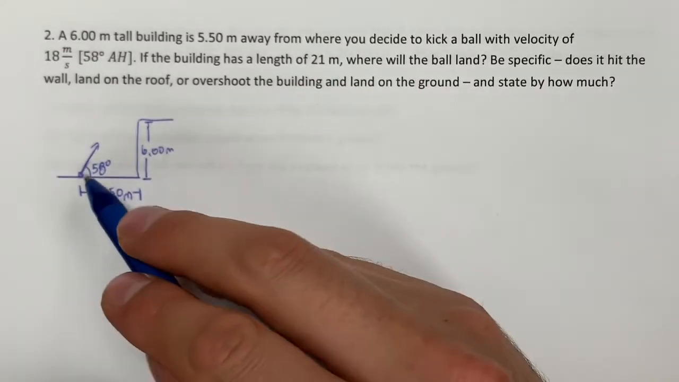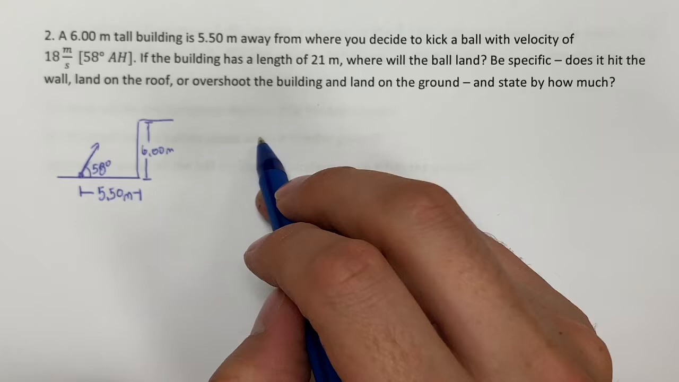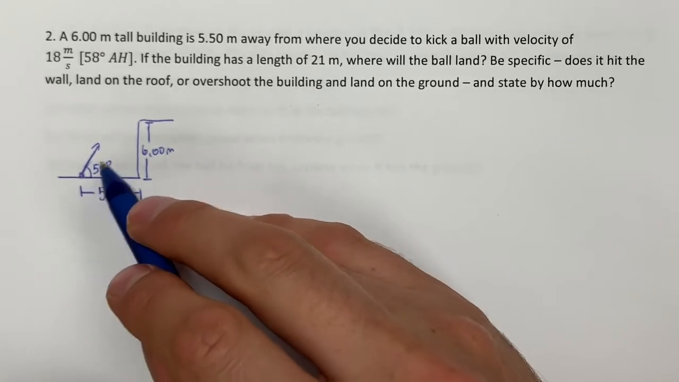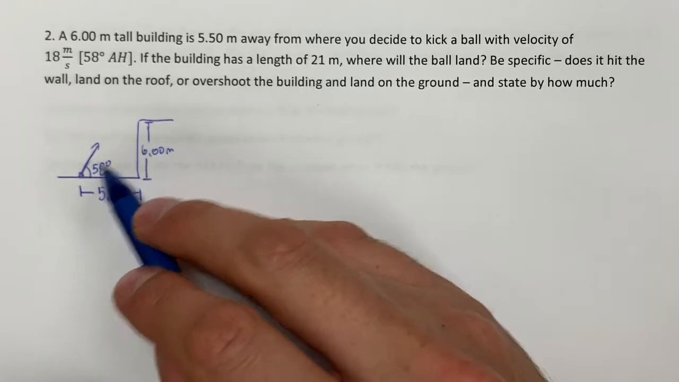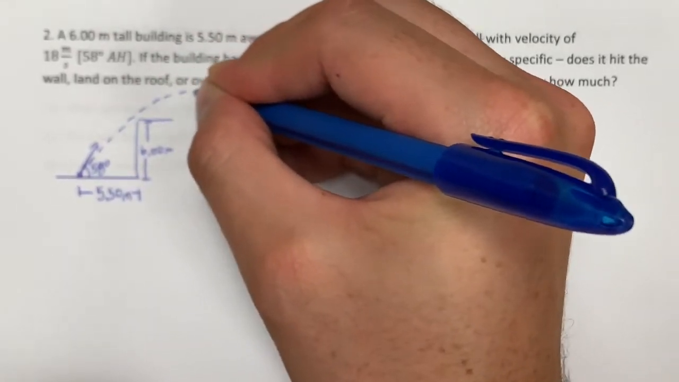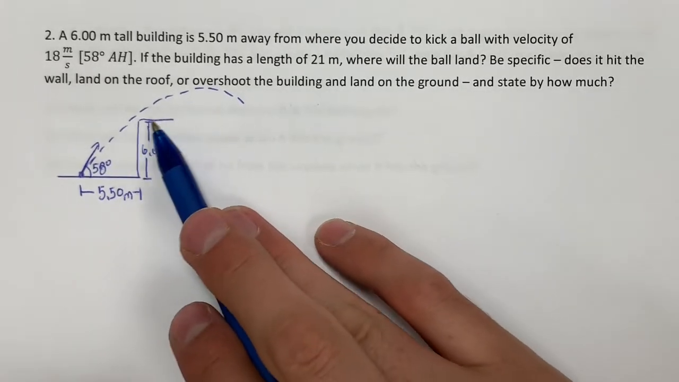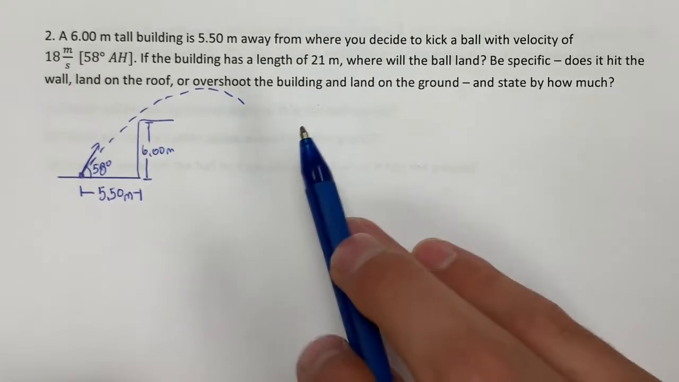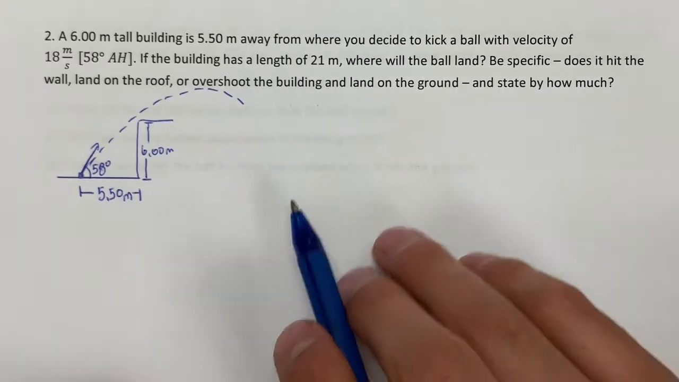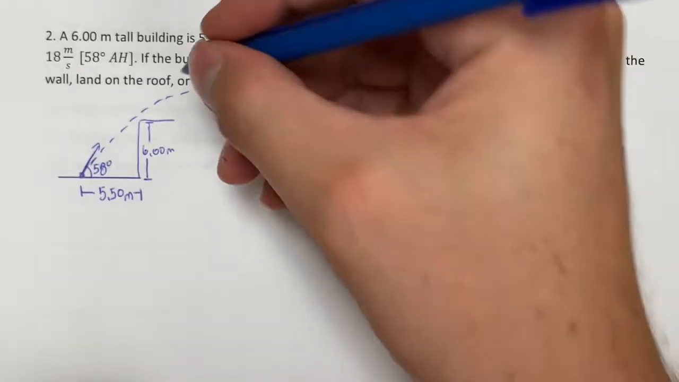And I'm going to assume that this ball is going to go over the wall and land somewhere over here, but it could also have hit the wall, so we need to make sure that it doesn't hit the wall. And then we're also going to think about, depending on how long this building is, if it's going to hit the top of the building or it's going to overshoot the building. I'm going to leave my picture like this for now.